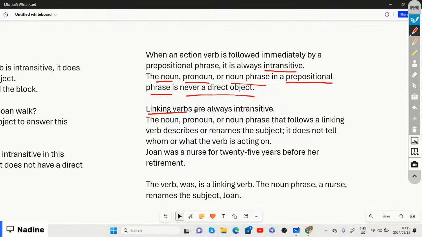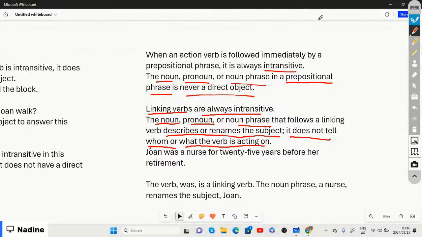Linking verbs are always intransitive, right? So the noun, pronoun, or noun phrase that follows a linking verb describes or renames the subject. It does not tell whom and it does not tell what the verb is acting on. And that is what we said earlier, when we made mention that an intransitive verb does not have a direct object. So you cannot answer the question what or whom it is acting on.